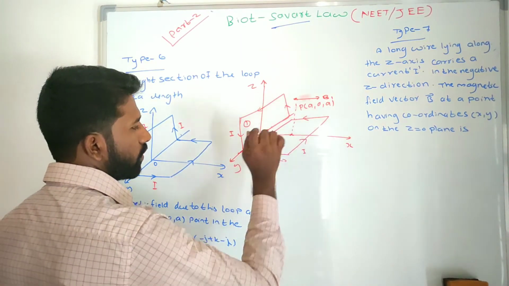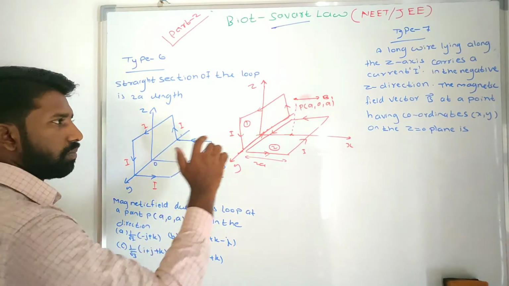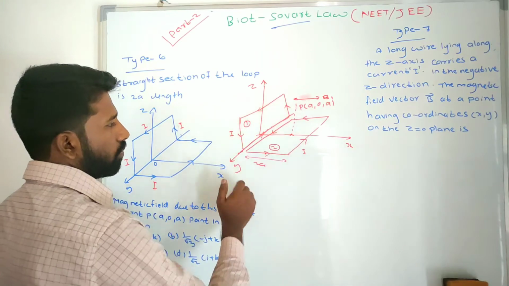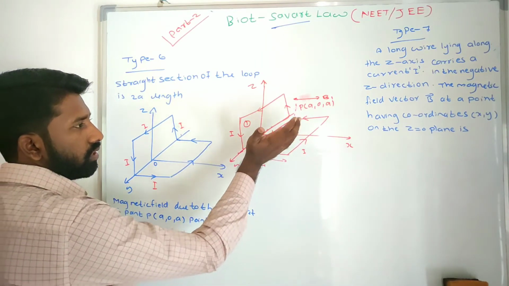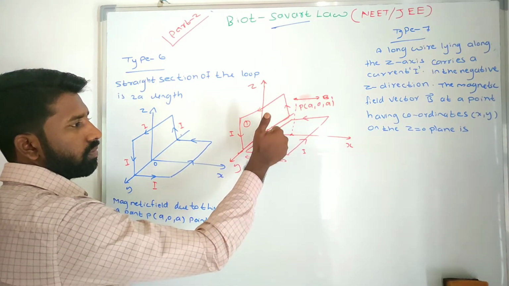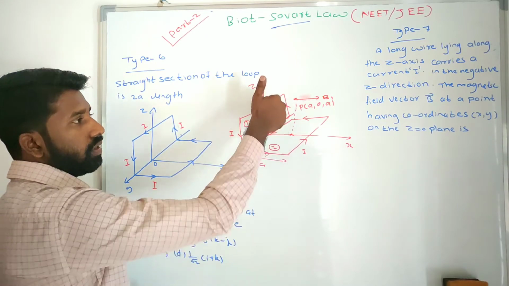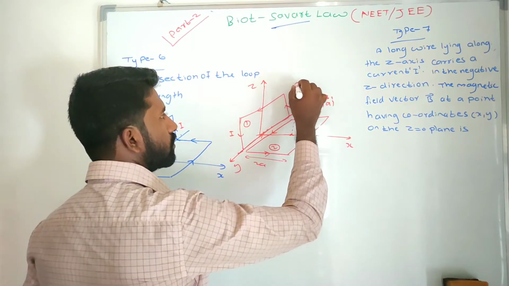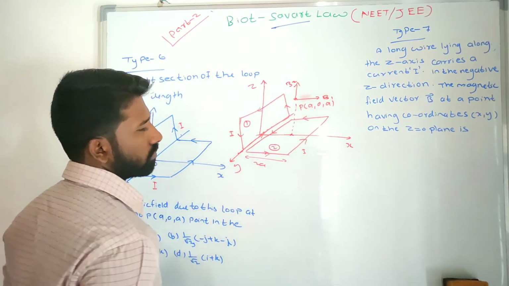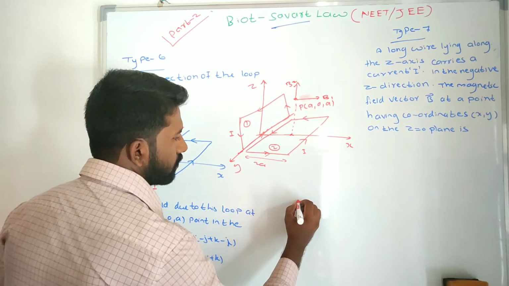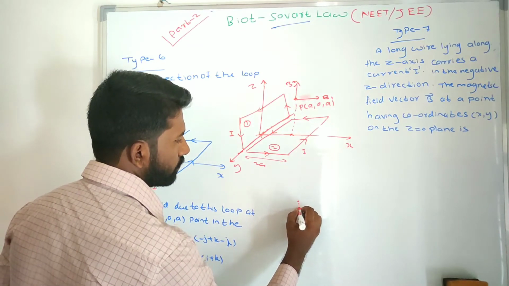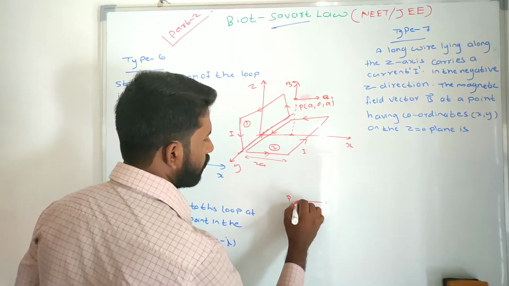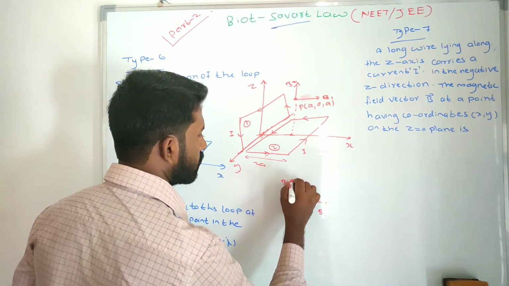Next, this loop is in which plane? That is the XY plane. The magnetic field due to this loop is perpendicular to the XY plane. Curl your palm in the direction of current, then the magnetic field is like this. So B2 is along this direction. We can take it like this. This is the point P. B1 is in this direction and B2 is like this.